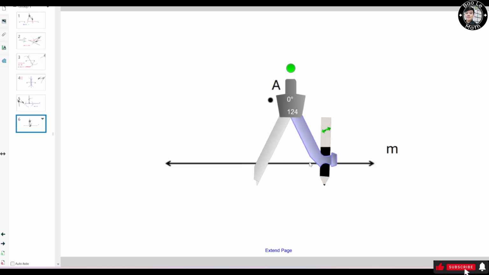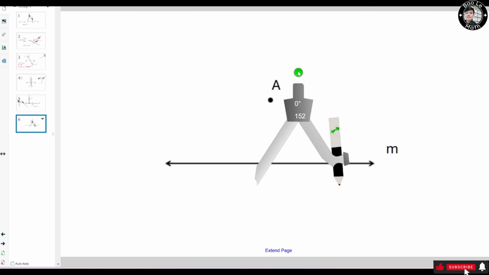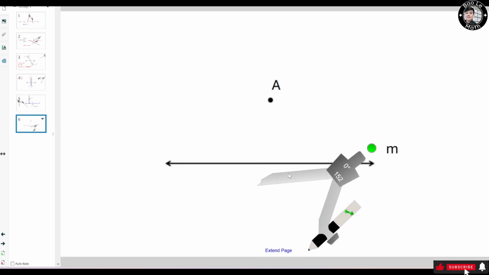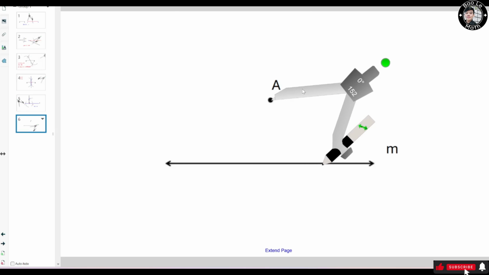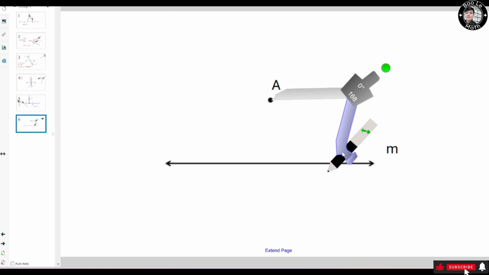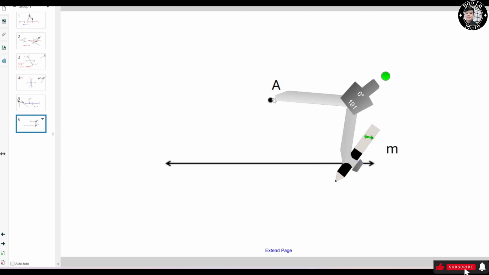We're going to open the compass setting. Rotate this one down. You're going to put the compass needle at point A. Now you need to open the compass setting such that it's going to be bigger than the distance from A to the line M, right? Then you're going to draw an arc.